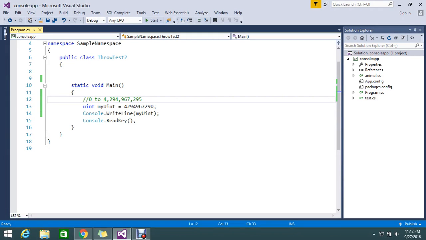Hi guys, so today we are here to see uint in C sharp. So how many people know about uint? I'm not sure, so only a small percentage.